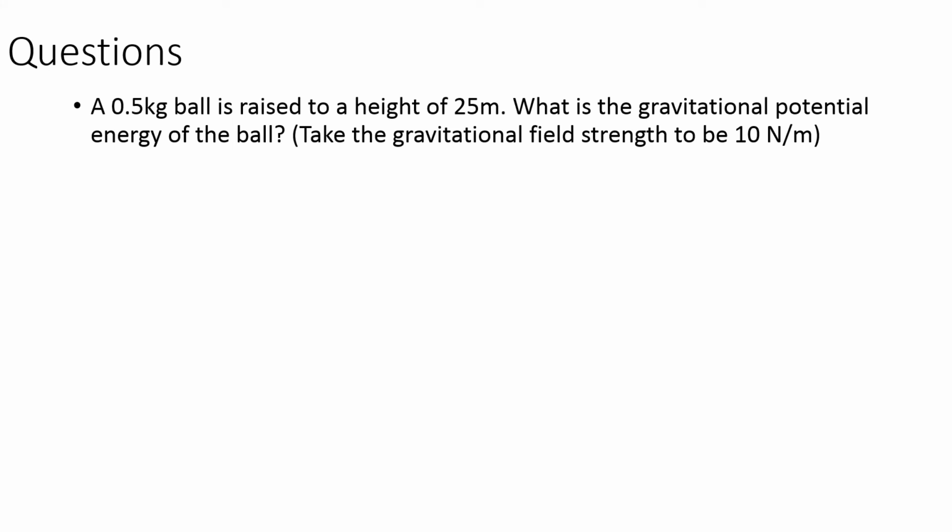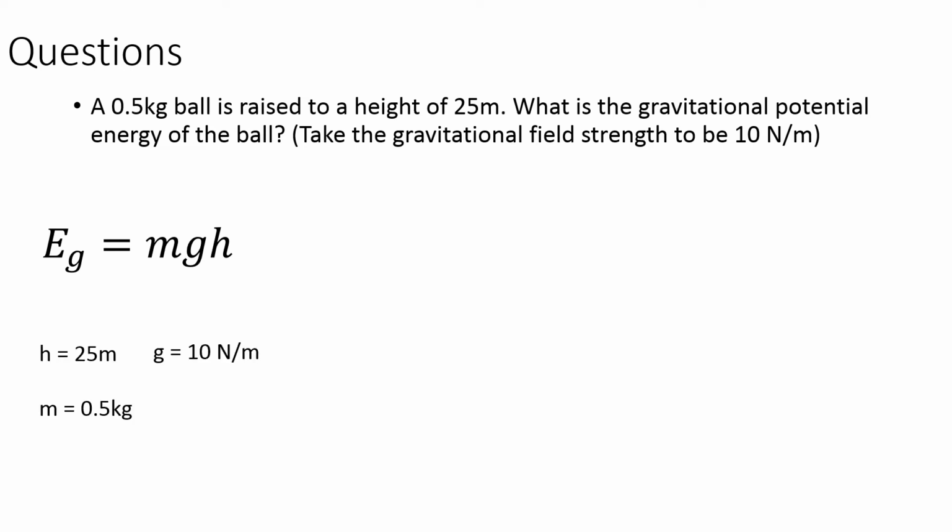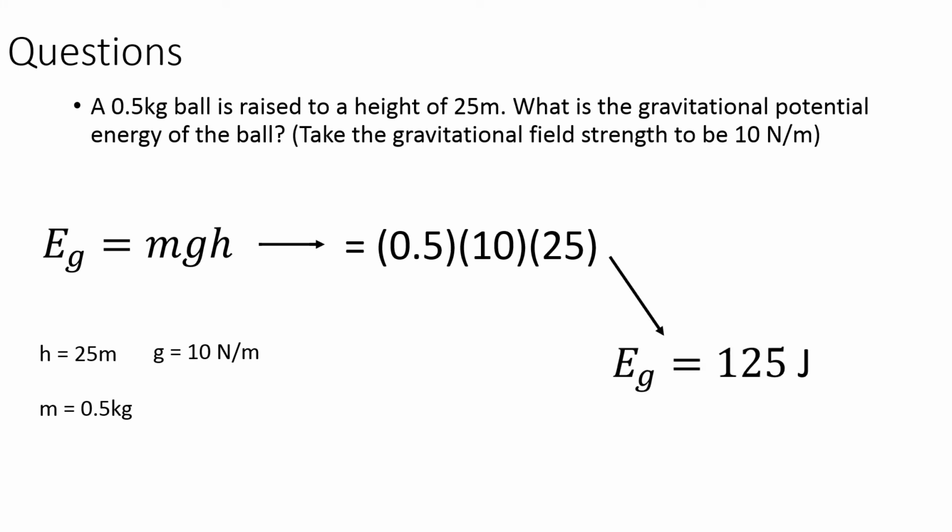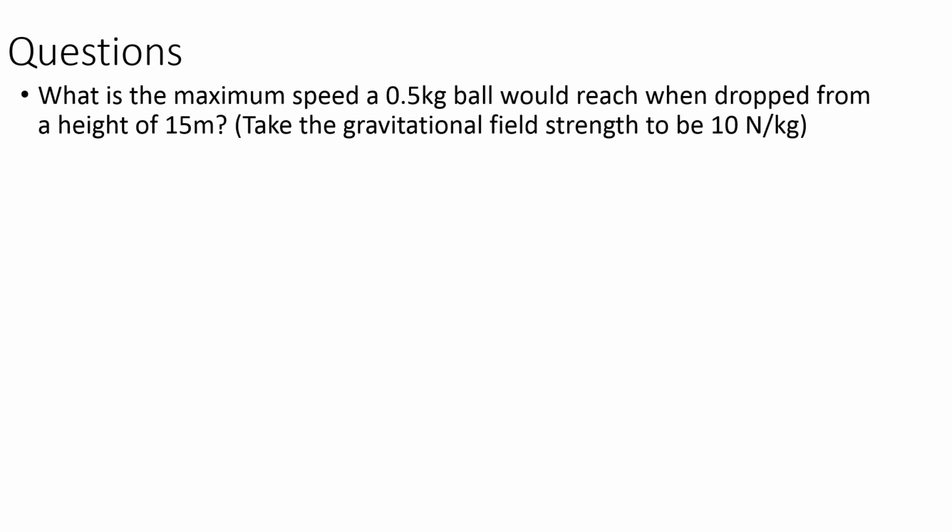Just going to do one question on gravitational potential energy. Actually 2, sorry. So the first one: a 0.5 kilogram ball is raised to a height of 25 meters. What is the gravitational potential energy of the ball? I'm going to take the gravitational field strength to be 10 newtons per kilogram. First thing we want to do, write down the equation. E equals mgh. We're going to write down all the parameters. h equals 25 meters, g equals 10 newtons per kilogram, and m equals 0.5 kilograms. I'm going to just plug this into the equation, and we're going to get the potential energy, which is 125 joules.